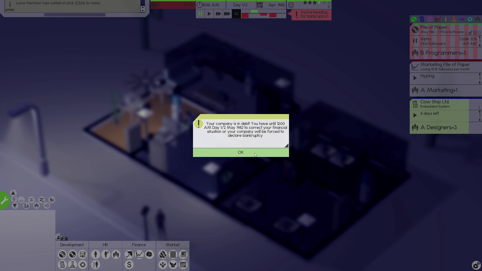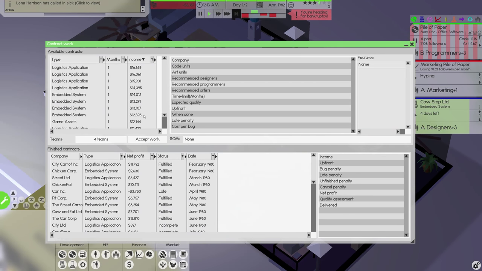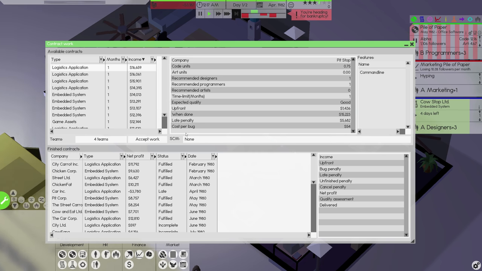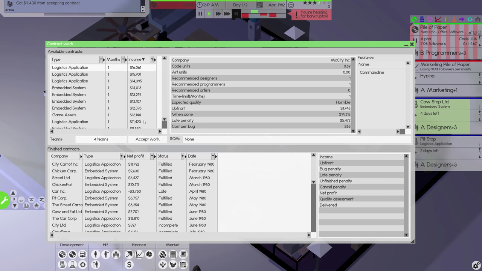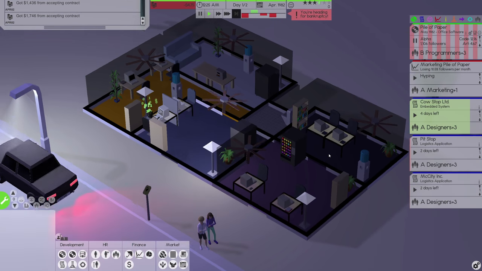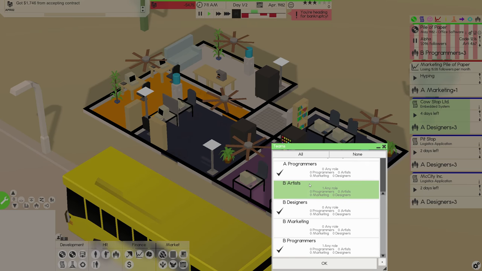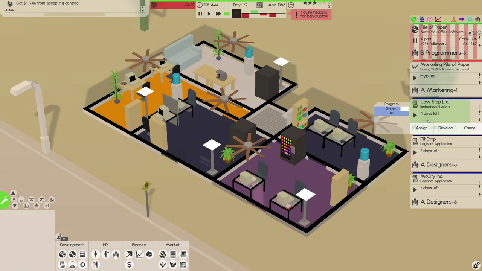to correct your financial situation or your company will be forced to declare bankruptcy. No good. No bueno. We have an embedded system thing running there, a logistics application, which we might all just run through, just work on three different ones at the same time. That's fine with me. The designers are assigned to this fun time.